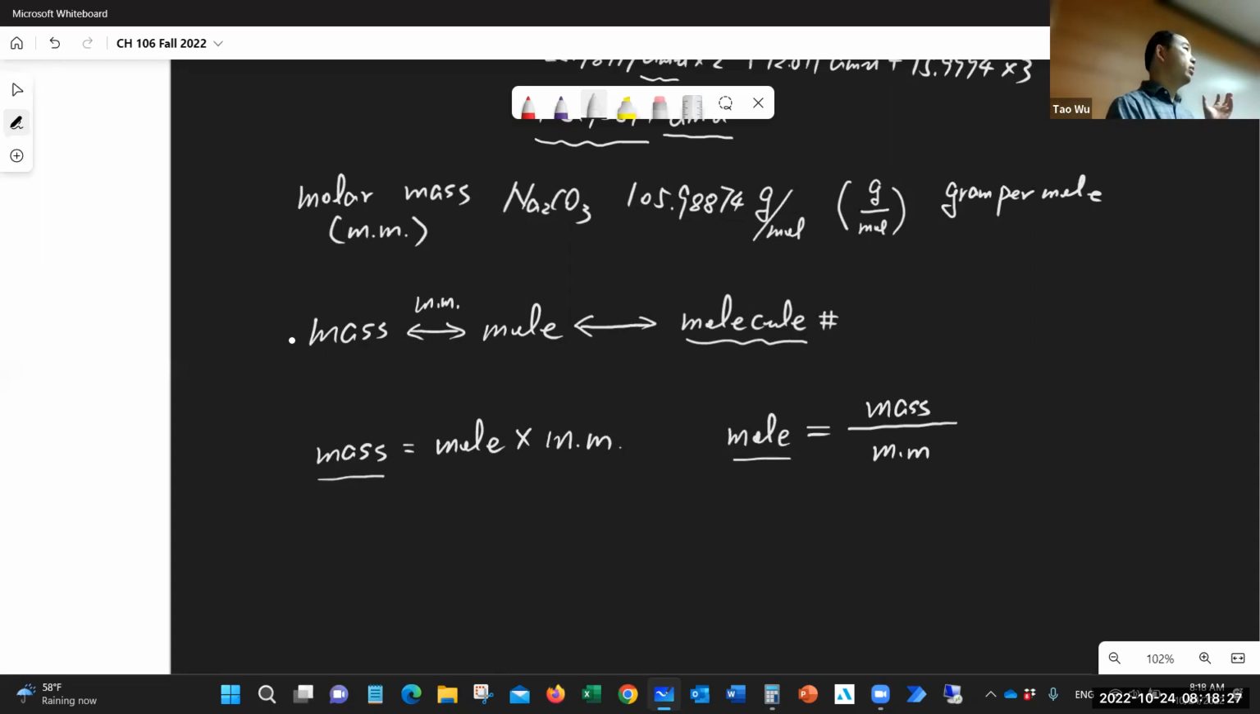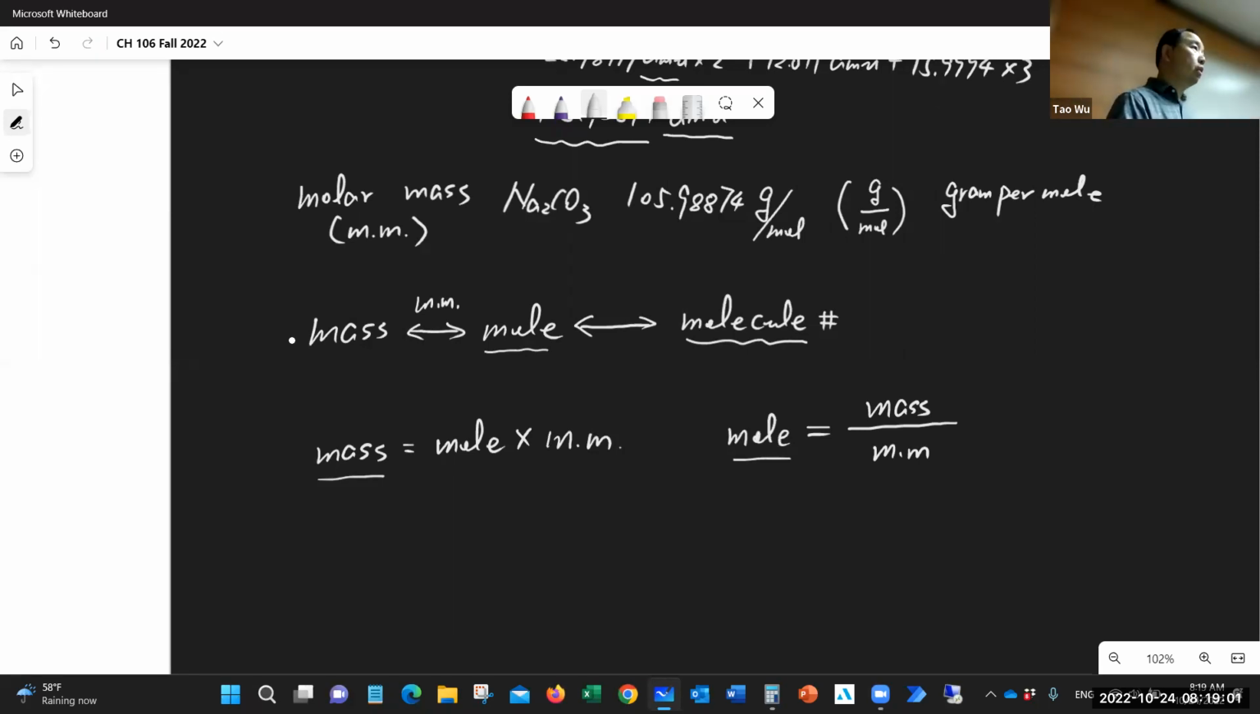Molecule usually has a really, really big number, right? Because when we talk about molecules, we're not talking about one molecule or two molecules. We usually talk about 10 to the 23rd or 10 to the 22nd numbers of molecules. That's going to be a really, really big number. But usually for mole, we're not talking about that much. Mole is an aggregate of a certain number, which is 6.02 times 10 to the 23rd.